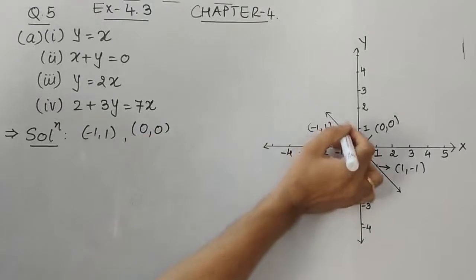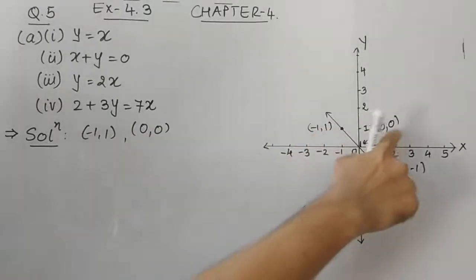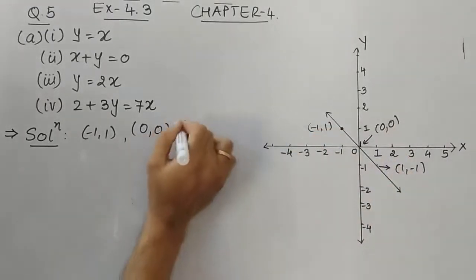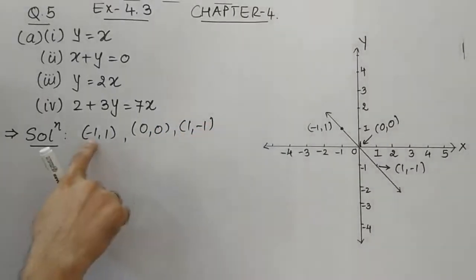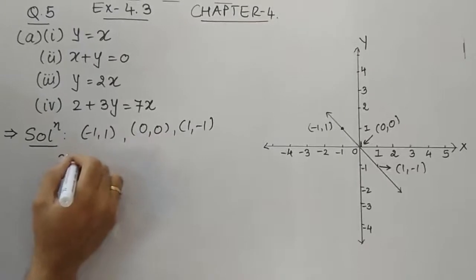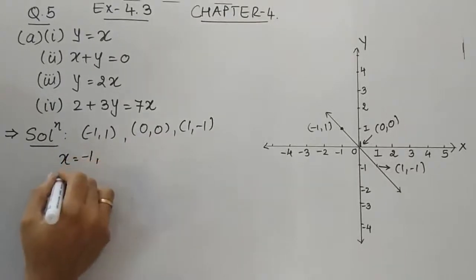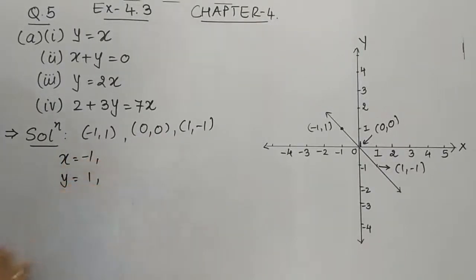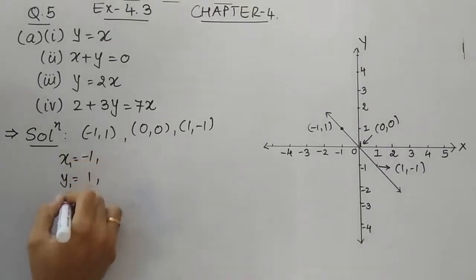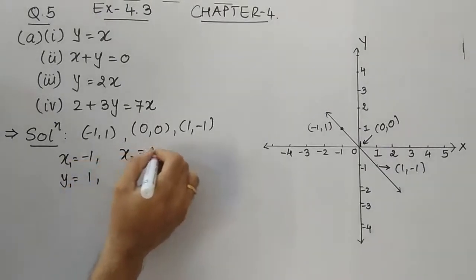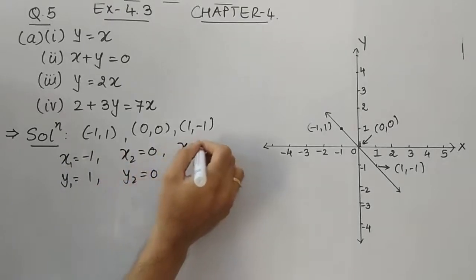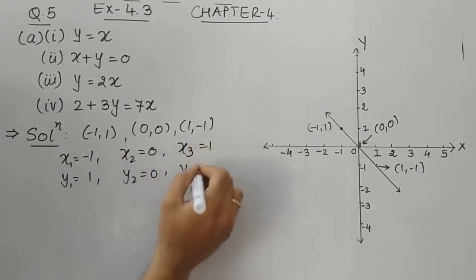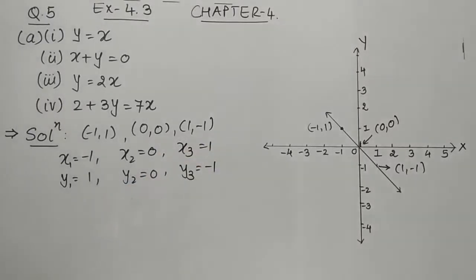See, this is (-1, 1), this is (0, 0), and the third is (1, -1). So we have x1 = -1, and at that time the value of y1 is 1. When x2 is 0, y2 is also 0. And when x3 is 1, y3 is -1.